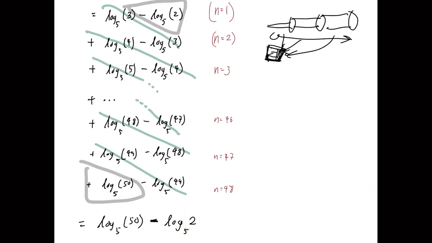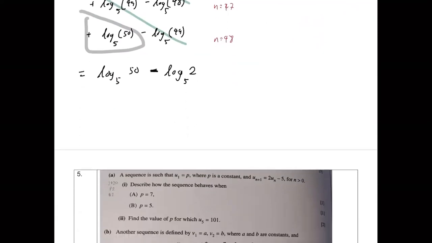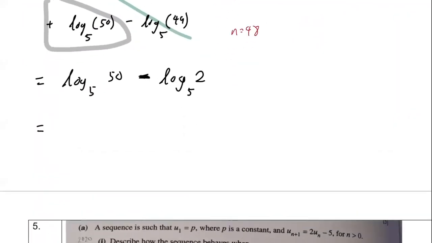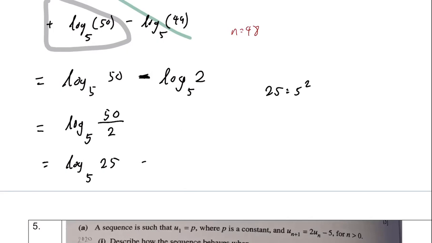It's fine. Okay, I'll just remove the bracket. Then in this case, since they are both logs and you subtract and you have the same base, you can just use a logarithm rule. The difference becomes a quotient. Minus become divide. So 50 divided by 2 is 25. So you get log 25 base 5. But 25 is what? 25 is 5 squared. So this is log 5 squared base 5.